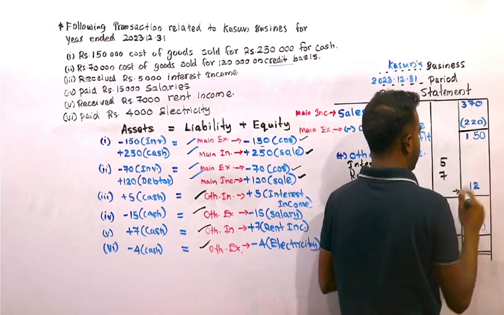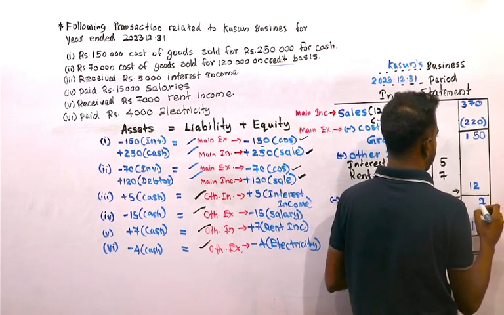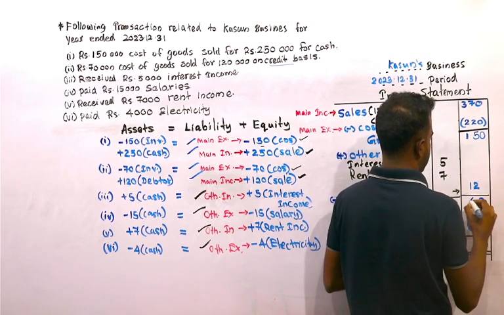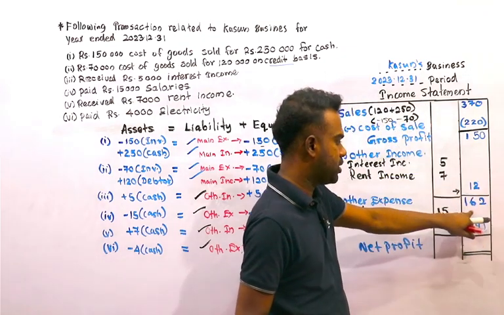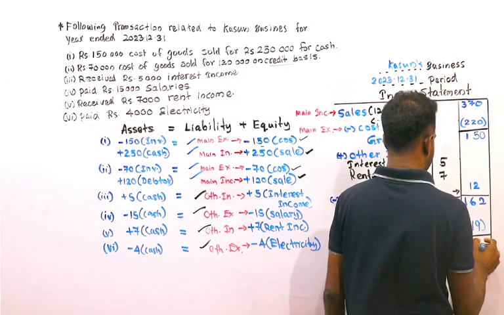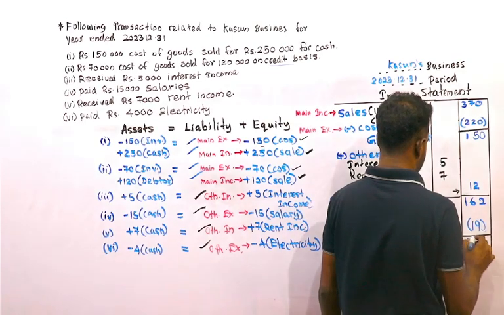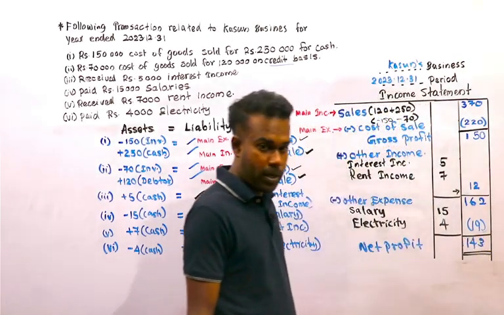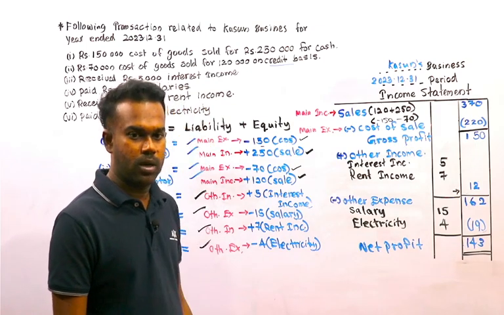Add the other incomes, then deduct the other expenses. Adding the other incomes, get the totals and deduct the other expenses now. Net profit should be 143. Correct.